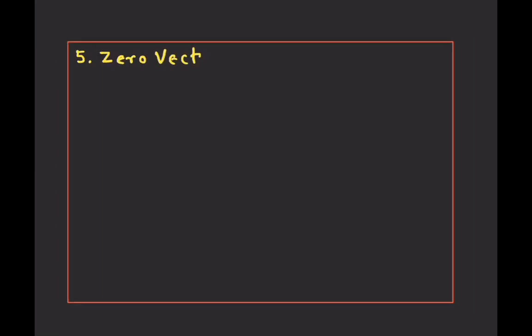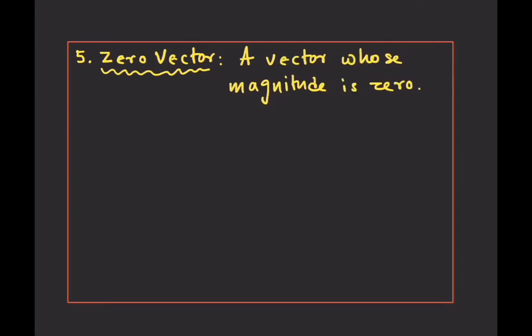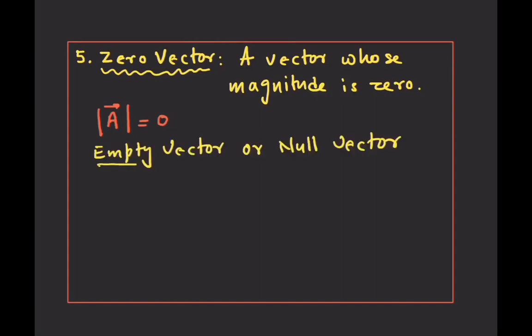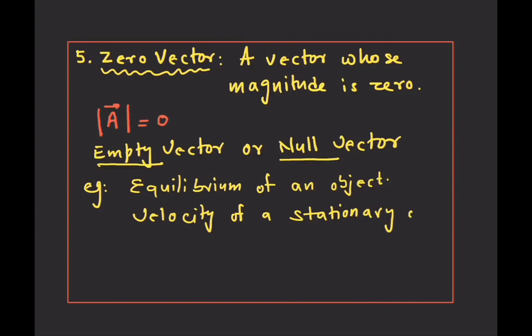Number 5, zero vector. A vector whose magnitude is 0 is known as zero vector. It means if A vector is a zero vector, its magnitude should be equal to 0. It is also known as empty vector or null vector. It is used to show the equilibrium position of an object, velocity of a stationary object, etc.